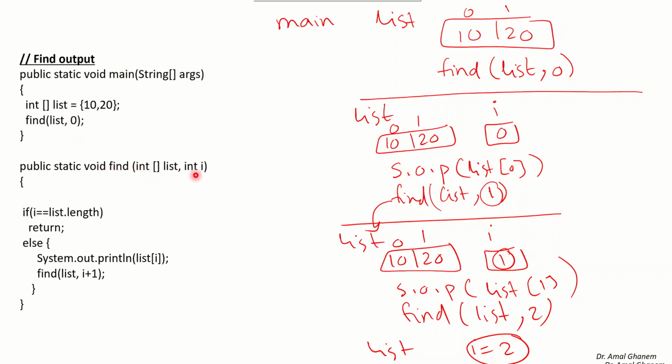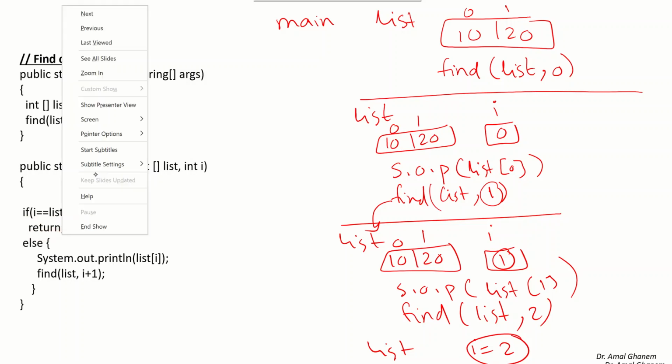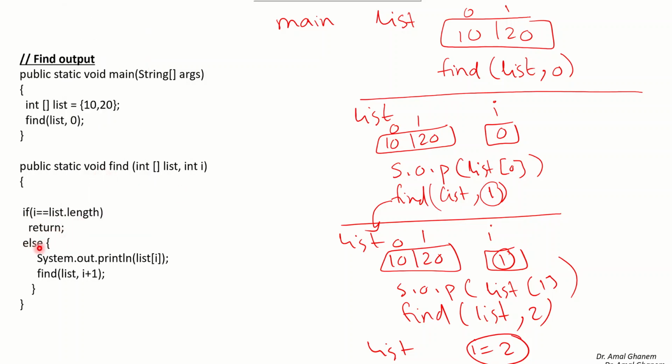We will have the array and we have I. So the first time 0 will be I. If the value of I equals the length, we will stop. We will return nothing because this is a void method. Otherwise, I have to output the value of the array at location I. I have to call the method and send I plus 1. So we will go back to the same method, change the value of I, and again execute.